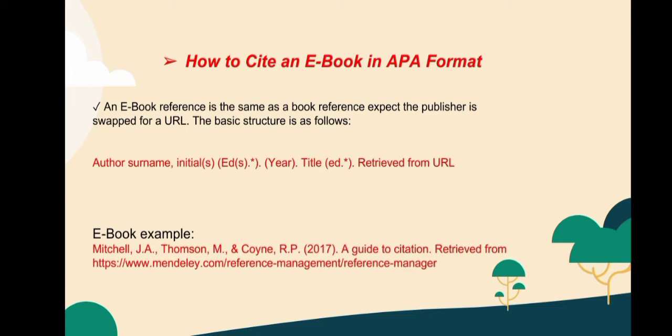So we have the author, surname, initials. Okay, let's clarify that surname is like the last name, but this is the British version. So we have the initials, the ed., or in case it is eds., the year, the title, and the ed. again, and we have "Retrieved from", where we retrieved it, the URL.